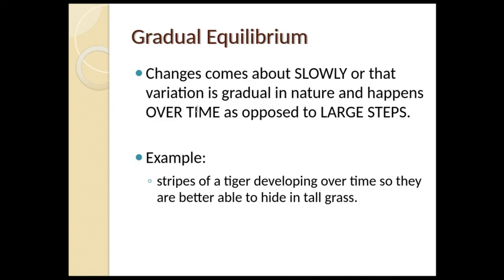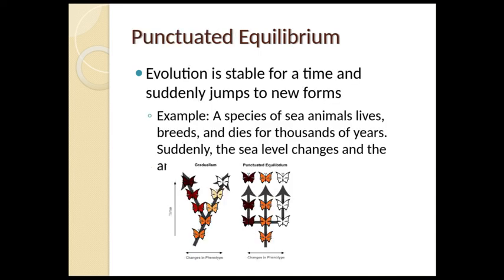Then you have something called gradual equilibrium. This is gradualism. This is when it happens slowly. So variation occurs and slowly over time things evolve. All right, this is slow. So the stripes of a tiger developed over time, so they could blend in and hide in the tall grass. It didn't just happen overnight. Right, that's gradualism.